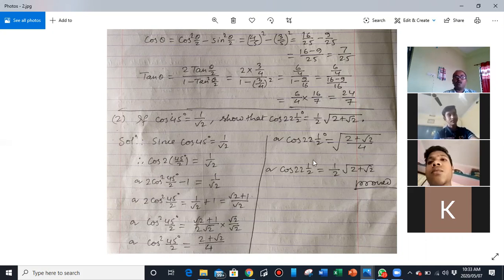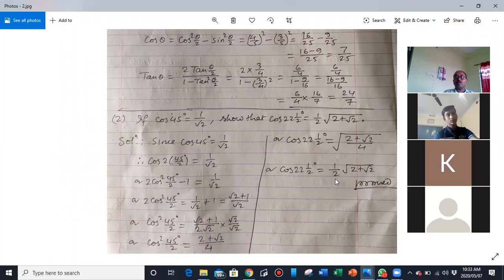So from cos square, how will you get cos? So take a square root of all these things. When you take a square root, only 4 is a perfect square. So it will come out of the root as 1 by 2. And what will be left here? Root under 2 plus root 2. So this was to be found. Finished?